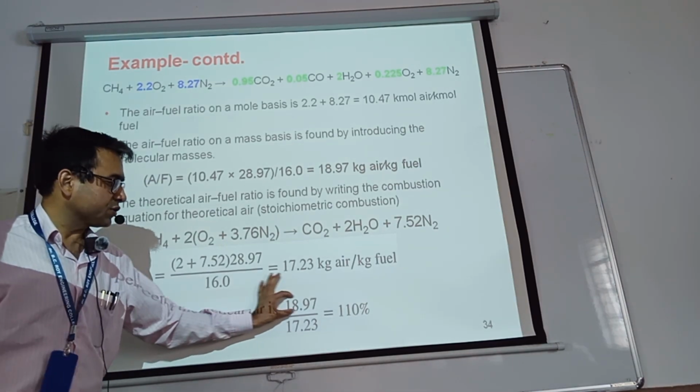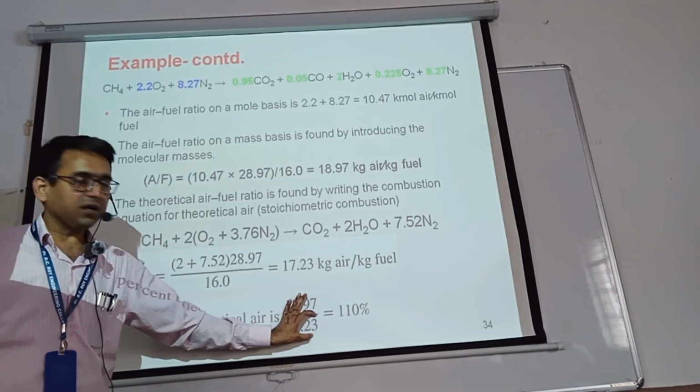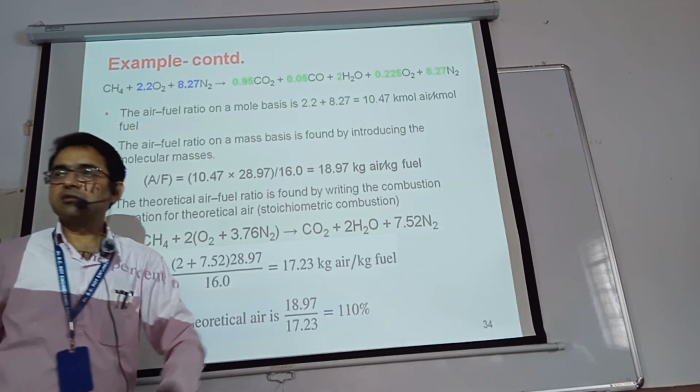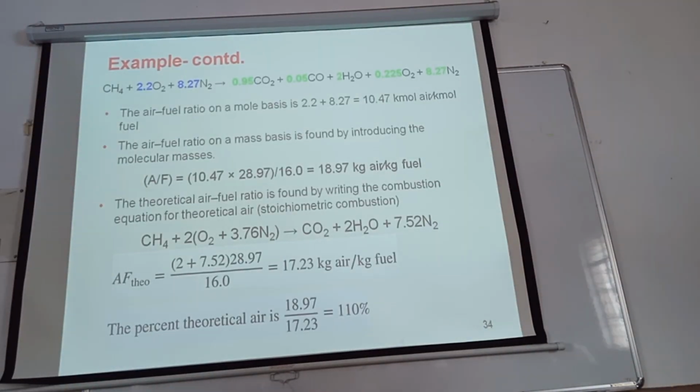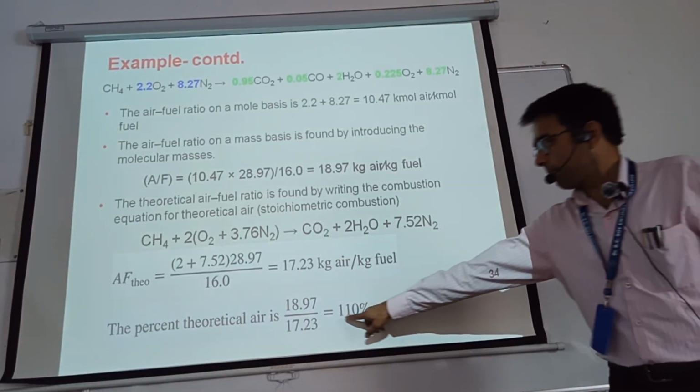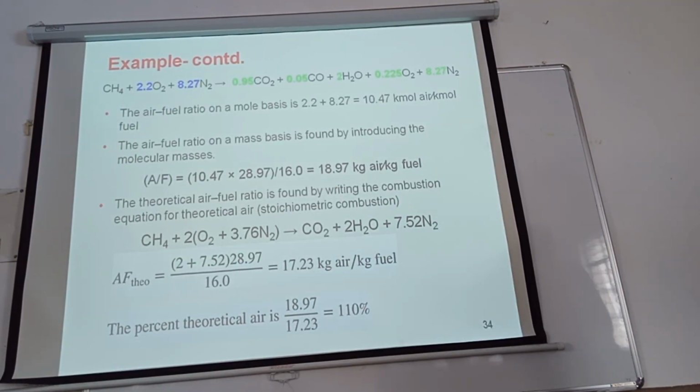The actual air fuel ratio divided by the theoretical air fuel ratio, multiplied by 100, you will get the percent theoretical air. Is it clear? That is, the actual air fuel ratio divided by the theoretical, you will get the percentage theoretical air. Okay? Clear?